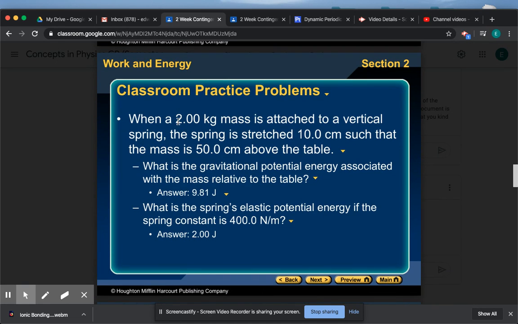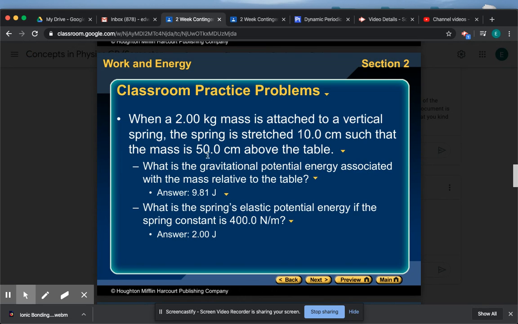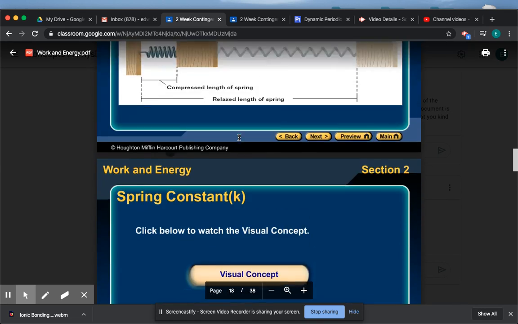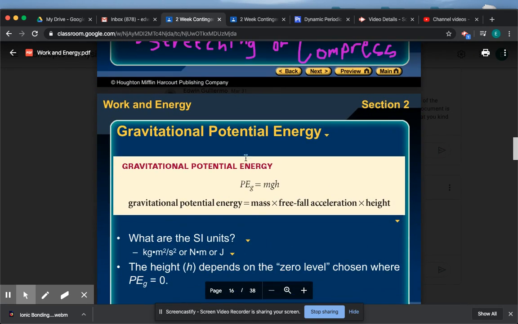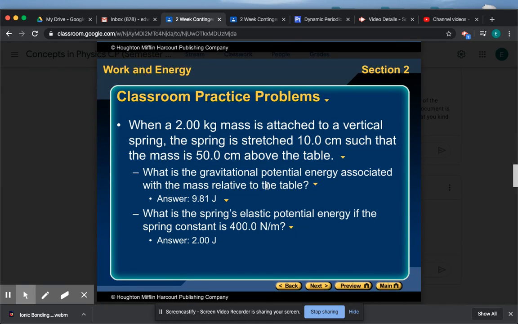Let's do this one. When a 2 kilogram mass is attached to a vertical spring, the spring is stretched 10 centimeters, such that the mass is 50 centimeters above the table. What is the gravitational potential energy associated with the mass relative to the table? Okay, so be careful with the units. So gravitational, again, is mgh, but everything has to be in SI units.